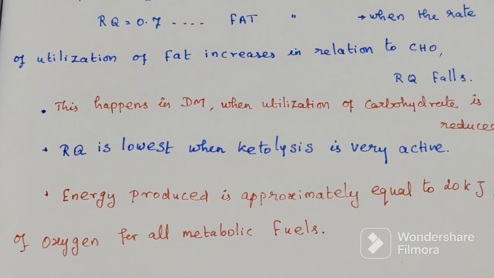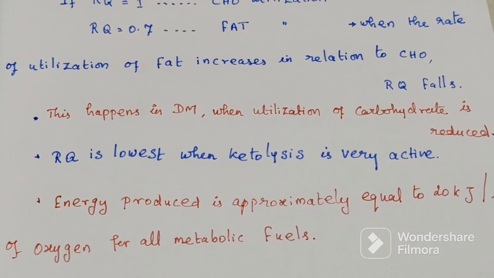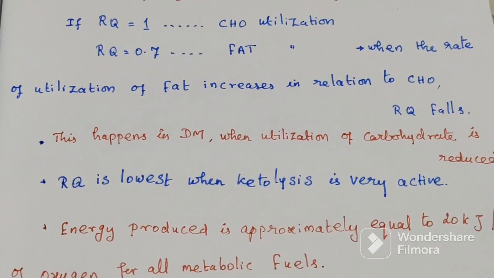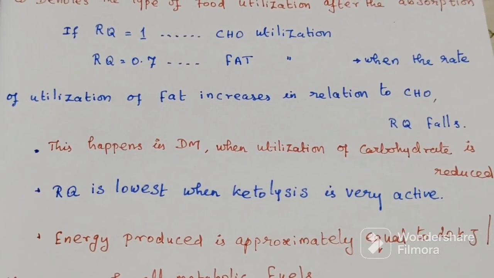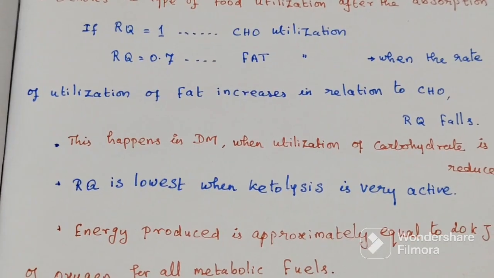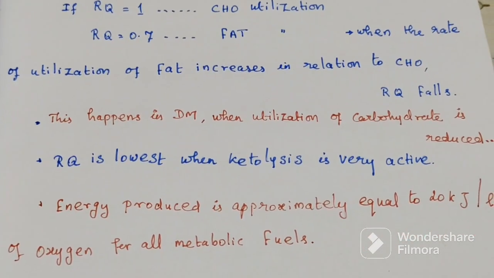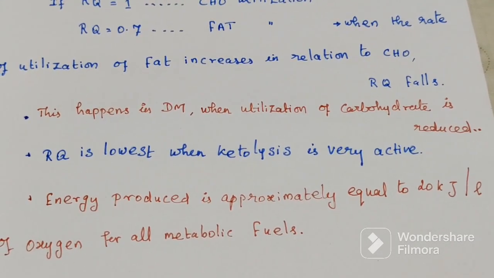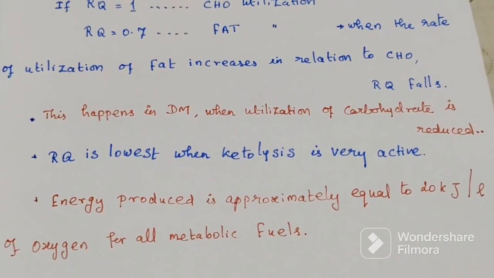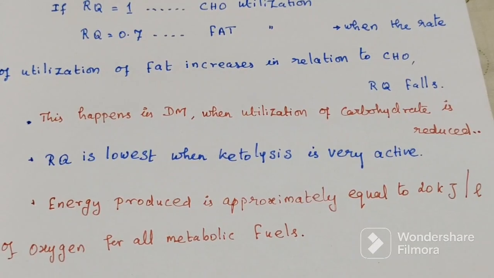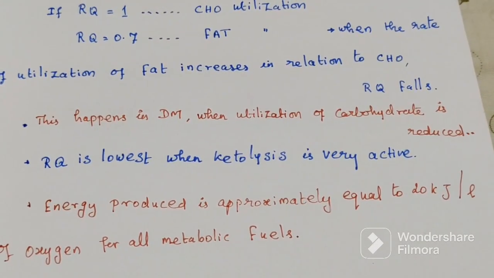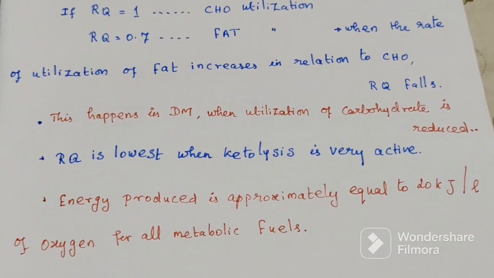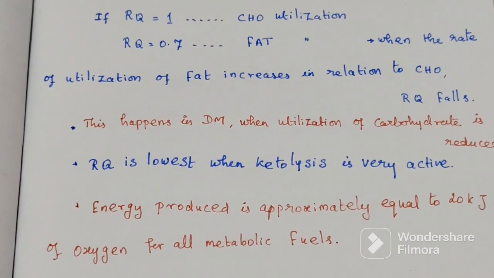The energy produced is approximately equal to 20 kJ per liter of oxygen for all metabolic fuels. For example, if 1 liter of oxygen is utilized by a person, it produces about 20 kJ of energy inside our body. So this is all about calorific value and respiratory quotient.